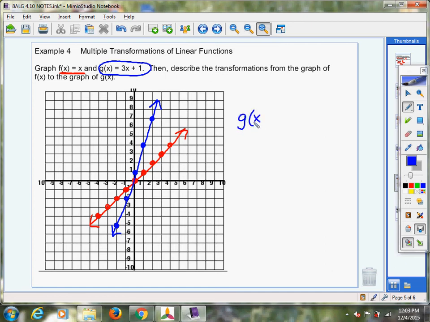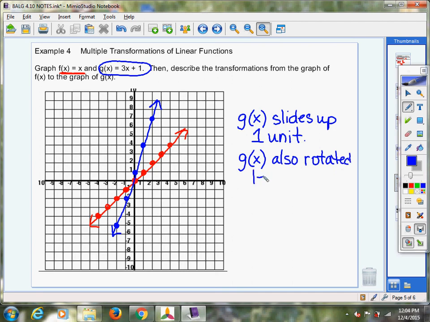G of x slides up 1 unit. Okay, that's your translation. G of x also rotated left because of its greater slope, making it steeper.